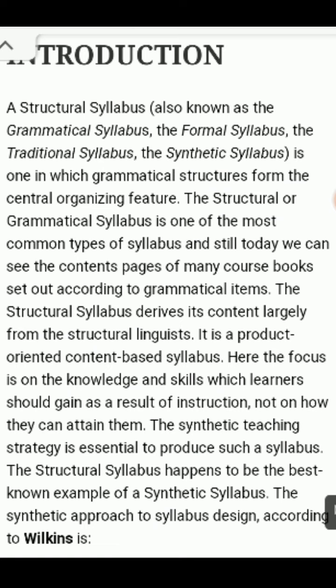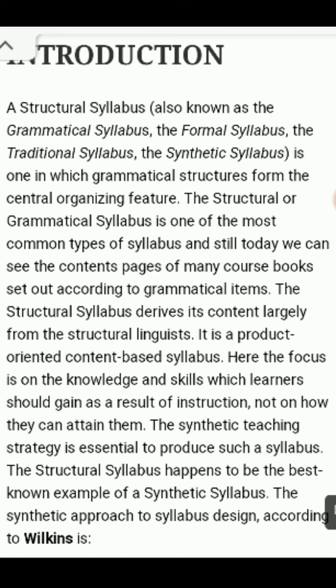meaning that when we are designing a structural syllabus, to what feature of language do we pay attention to? Okay, so we pay attention to the grammatical feature of language. Okay, and we select different structures from language and we put them in a syllabus. So such a syllabus in which the central organizing feature is the grammatical structure is called a structural syllabus.